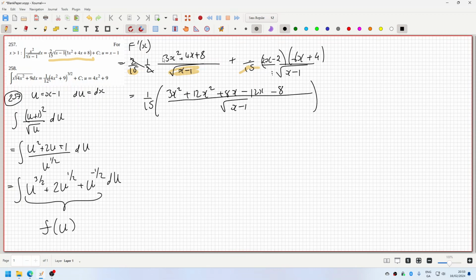3x squared, bring down the power, that's a half. Reduce the power by 1, that's minus the half, so that's 1 over root. And then here, keep the root, and then it's 6x plus 4. And then multiply above and below by the root. So what's gone wrong here? What am I doing wrong?